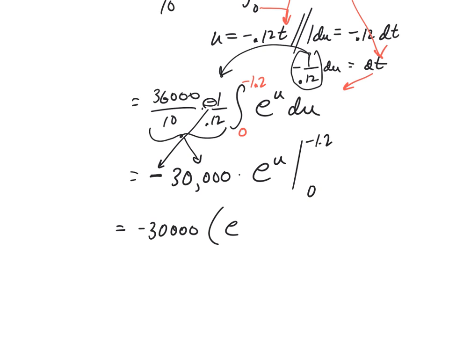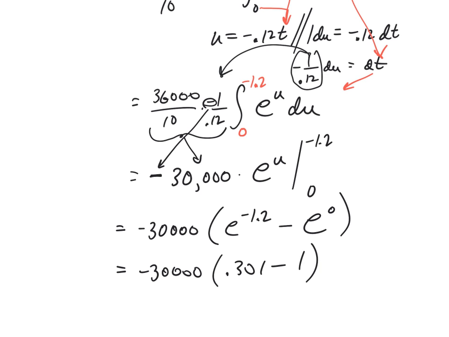Okay, so here comes the evaluation, e raised to the negative 1.2 power minus e raised to the 0 power. And I'm just going to do the computation inside. E raised to the negative 1.2 power is 0.301. Anything raised to the 0 power is 1. And then when I subtract and multiply, notice the number inside is going to be negative. So two negatives multiplied together get a positive value. So I end up with 0.301 minus 1 times negative 30,000.